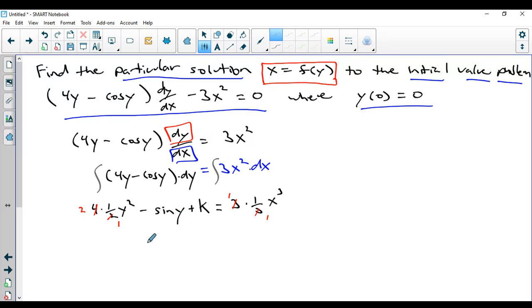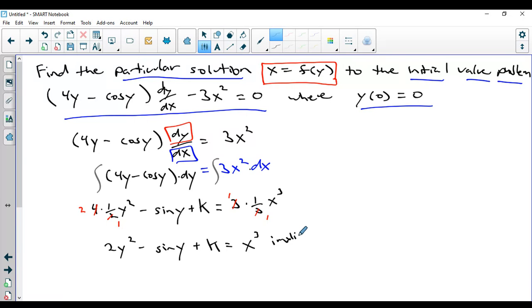And so if I rewrite what I have now, I have 2y squared minus sine y plus K equals x cubed. Okay, so what is this actually? Because this isn't y solved for and it's not x solved for. But it is called something. This is called your implicit general solution.